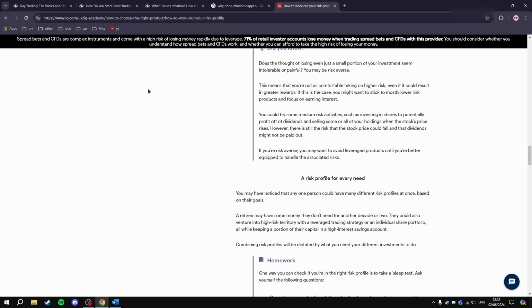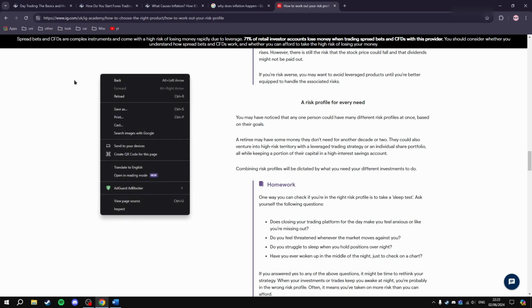You could try some medium risk activities such as investing in shares to potentially profit off dividends and selling some or all of your holdings when the stock's price rises. However, there's still the risk that the stock price could fall and that dividends might not be paid out. If you're risk averse, you may want to avoid leveraged products until you're better equipped to handle the associated risks.